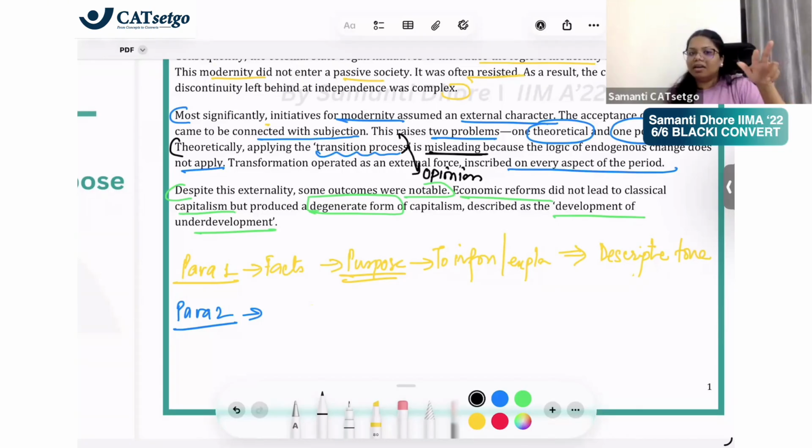So you're debunking, right? The transition process was misleading. So it was called a transition process. It was believed to be a transition process. That is what the Britishers told, that it was a transition process. But that concept was misleading. So you're debunking a popular belief. This is a classic example of how, when you say that something was misleading, it means something was believed, but whatever was believed was wrong. Whatever was sold to you was wrong.